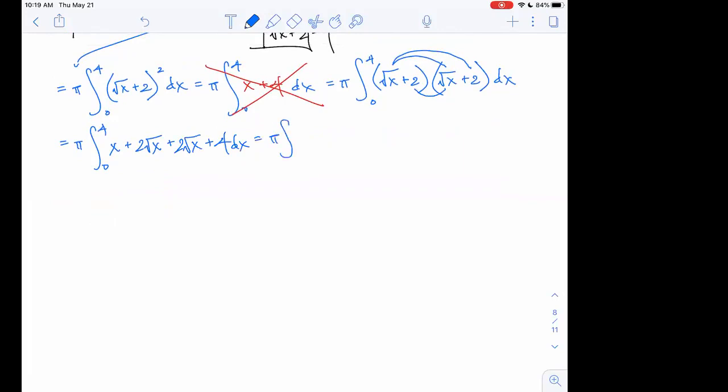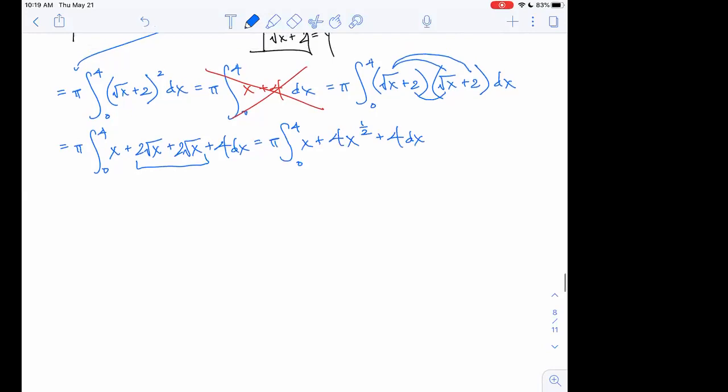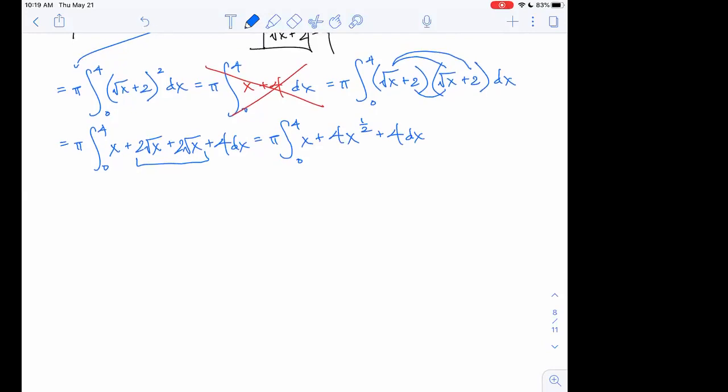So pi, the integral from 0 to 4 of x, not x squared, x plus 4x to the 1/2. So I did 2 things at the same time. I combined these like terms, but then I also rewrote my square root of x as x to the 1/2 because I know I'm going to need to integrate and I know I want to see the power, so I can use the power rule. Plus 4 dx. Okay. Any questions so far?